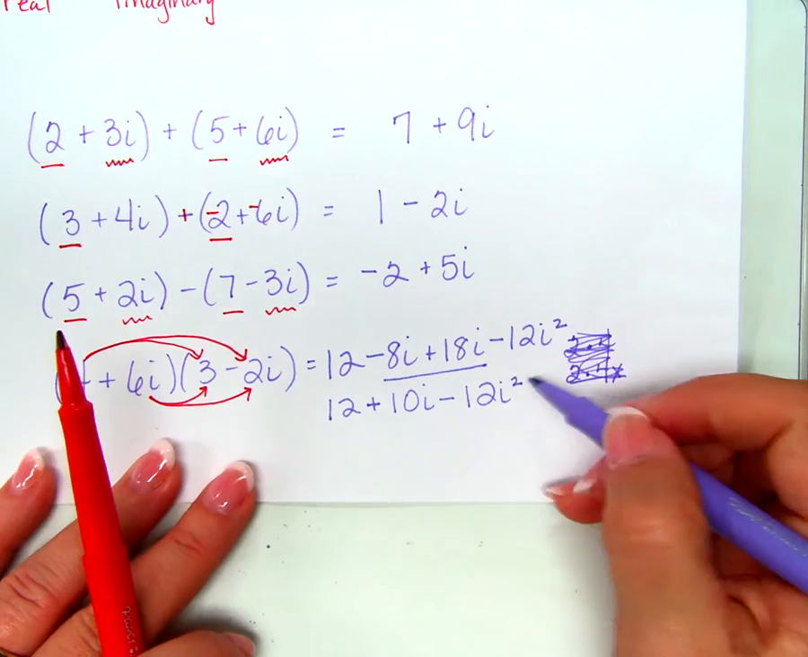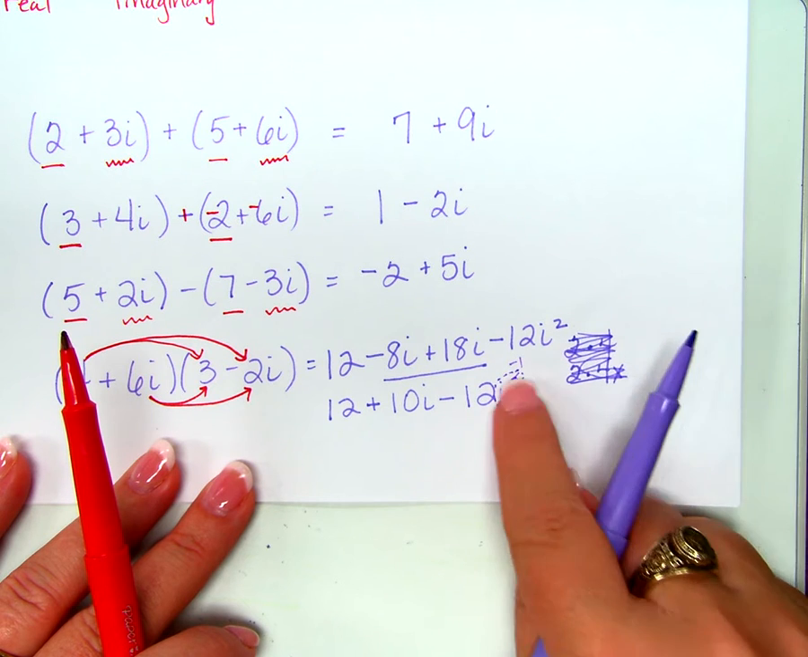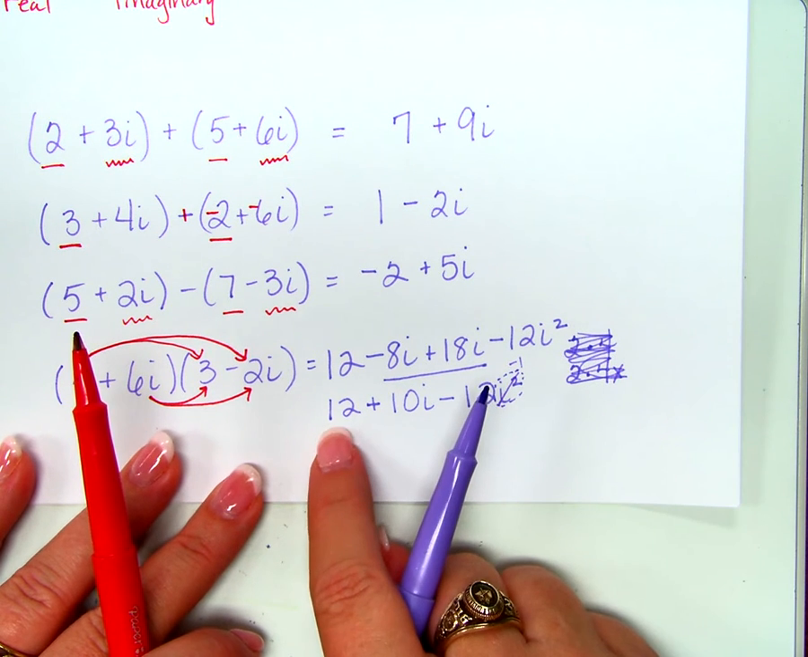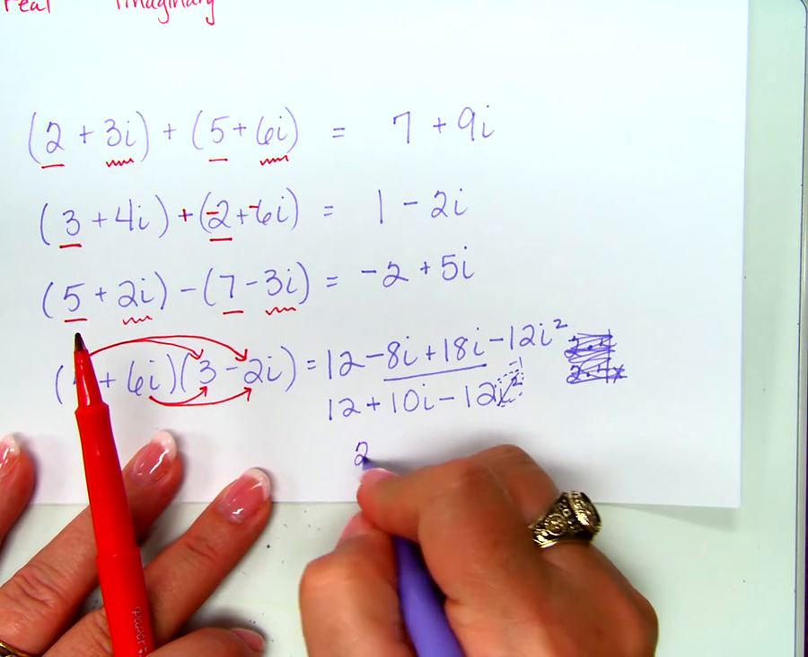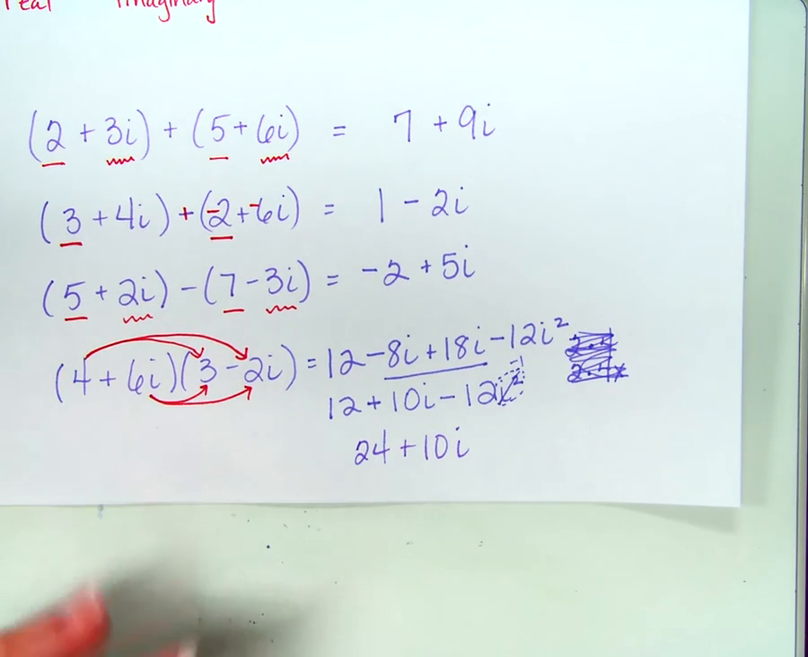So here, this right here equals what? -1. What's -1 times -12? 12. What is 12 plus 12? 24 plus 10i. That's my answer. I said, that's my answer.